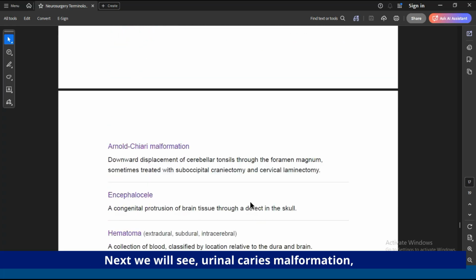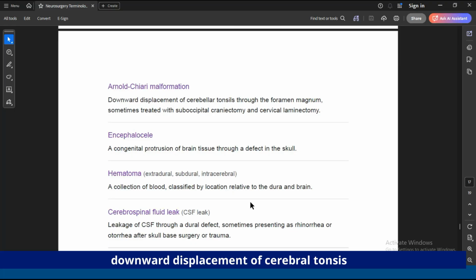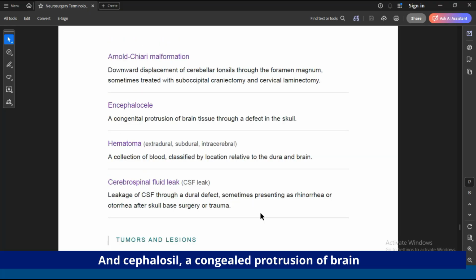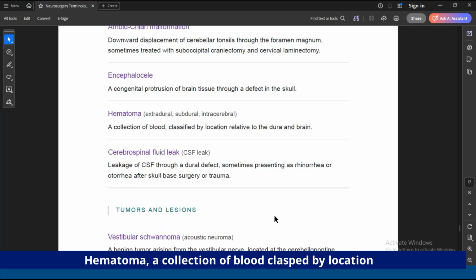So next we will see Chiari malformation, downward displacement of cerebral tonsils through the foramen magnum, sometimes treated with suboccipital craniectomy and cervical laminectomy. And cephalocele, a congenital protrusion of brain tissue through defect in the skull. Hematoma, a collection of blood classified by location related to the dura and brain.